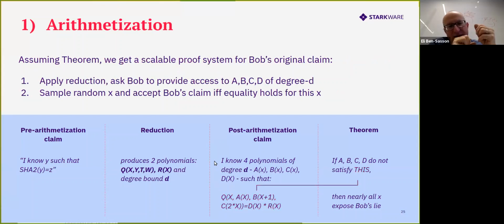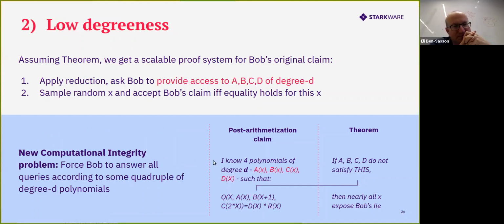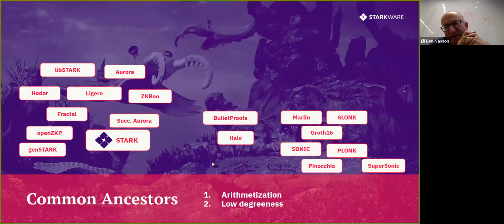Let's move to the next slide. And basically, the second common ancestor, the problem that we have at hand, once we apply this reduction, is how do we know that Bob is supplying us access to 4 polynomials of degree less than D? So we have reduced the problem to a single simple sampling of some random X and checking a polynomial relation. But then we have this very hard problem of enforcing Bob to commit and use some low degree polynomials, and that's low degreeness. So let's move to the next slide.